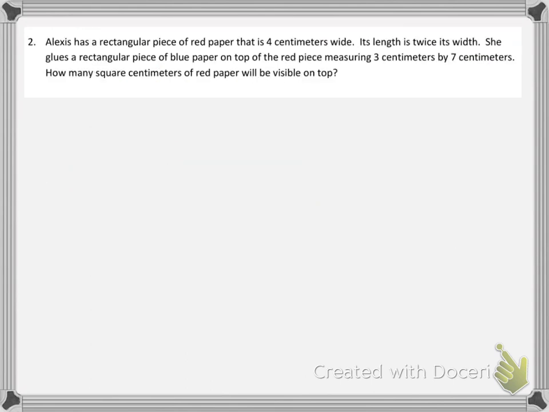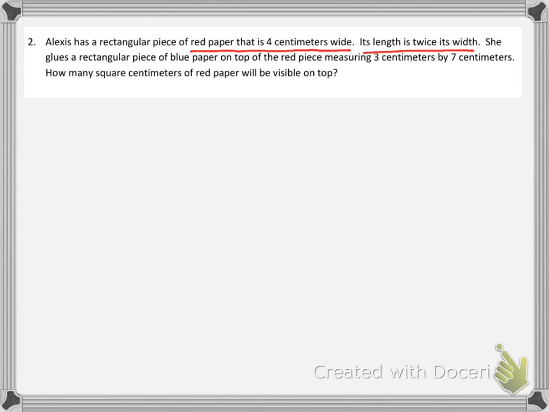Our next problem is about Alexis and her red paper, and she wants to put a blue piece of paper on top of that red paper, and we want to find out how much red paper is visible if we're covering it with the blue paper. So this problem is so confusing. So let's check this out. Let's see. Alexis has a rectangular piece of red paper that is 4 centimeters wide, and its length is twice as its width. There's that comparison again, twice.